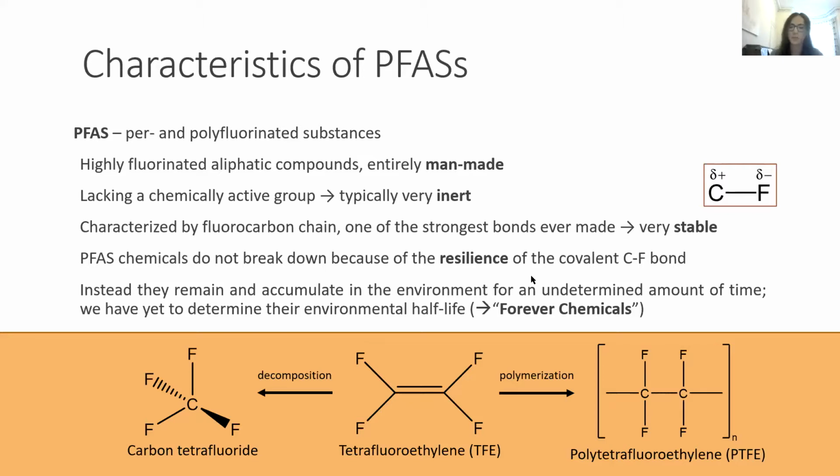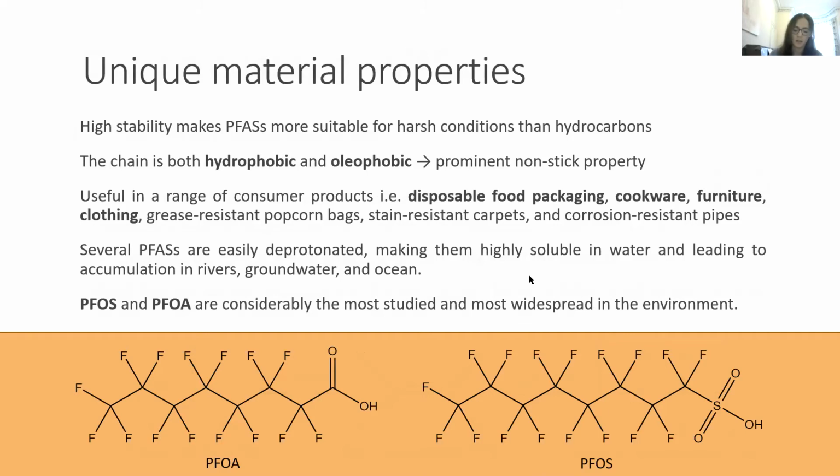These properties make them useful in a variety of ways, since their resilience makes them stronger and more stable than most materials that can be used in household products. Because of this, they can be used in things such as disposable food packaging, furniture, clothing, and a variety of stain-resistant cleaners. And because they repel water and oil, they have an almost perfect non-stick property that's often used in cooking pans, such as Teflon.